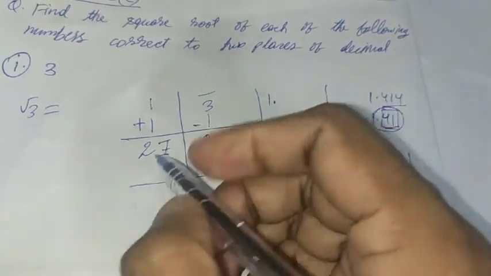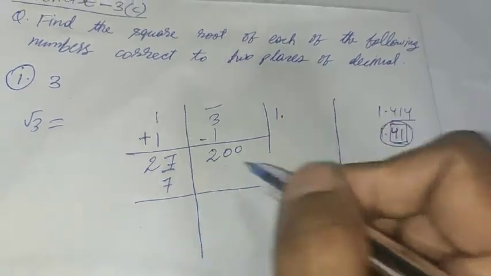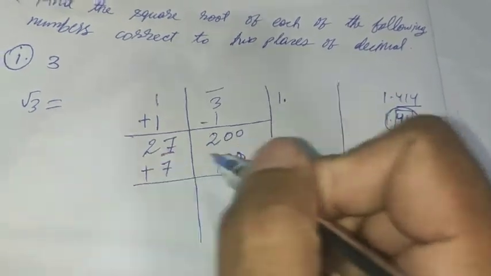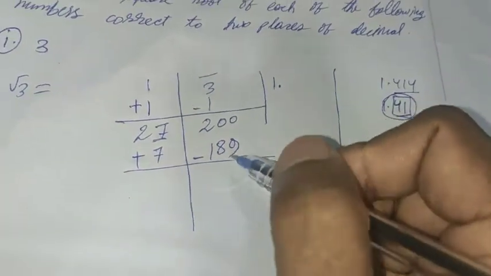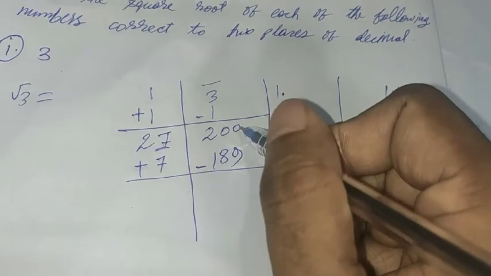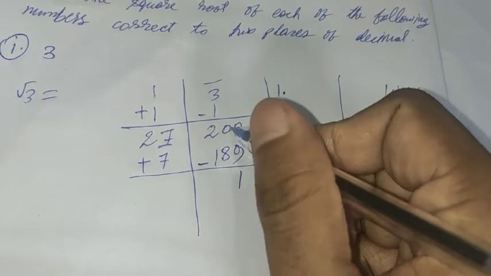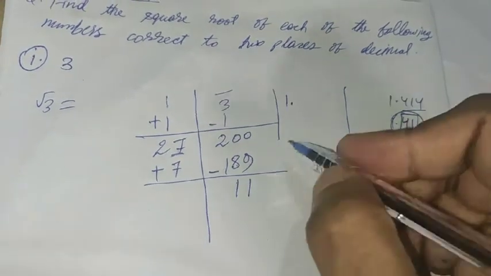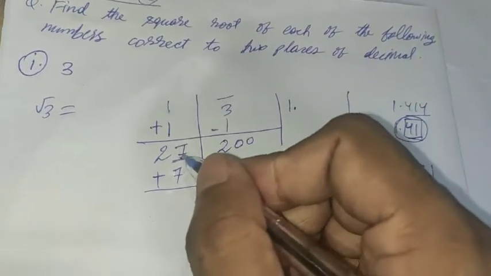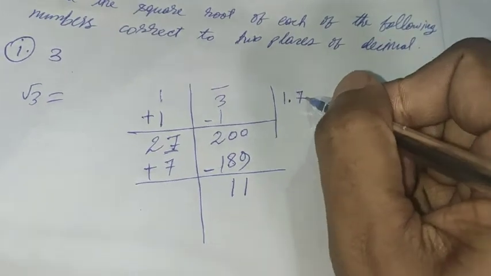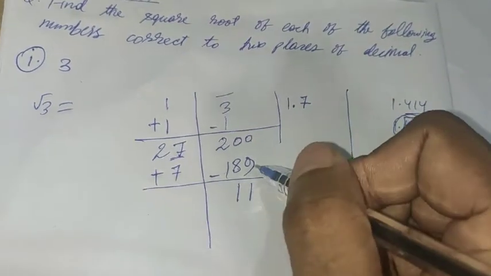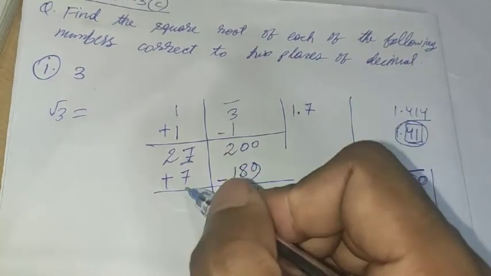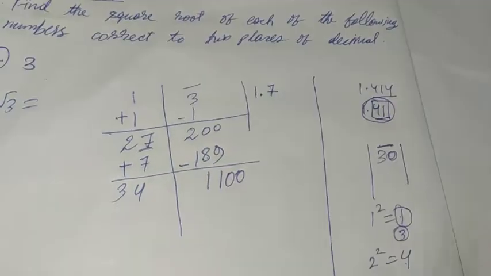So 27 into 7 is 189. Now subtract it. After subtracting, 10 minus 9 is 1, and 9 minus 8 is 1. 1 minus 1, 0. Now this 7 you put here. Now bring down 2 0 again. 7 7s are 14, so 34.